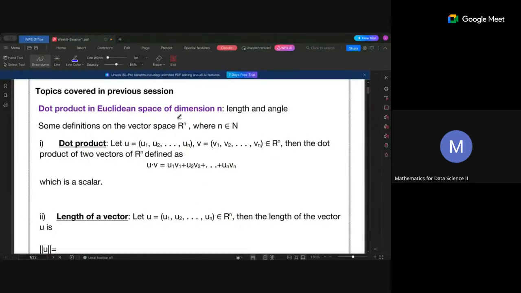First, what is the dot product in Euclidean space of dimension n? Euclidean space of dimension n is nothing but Rn, right? So here, what is the dot product? If you have two vectors, let us say u is this vector and v is this vector, then the dot product of these two vectors is defined in this way. Suppose you have (1, 2) dot (-3, 5). What is the dot product? Minus 3 plus 10, which is 7. So this is how you do the dot product of two vectors in Rn.